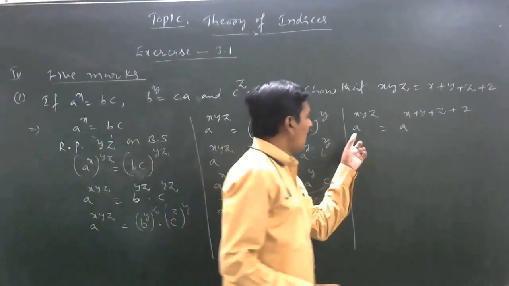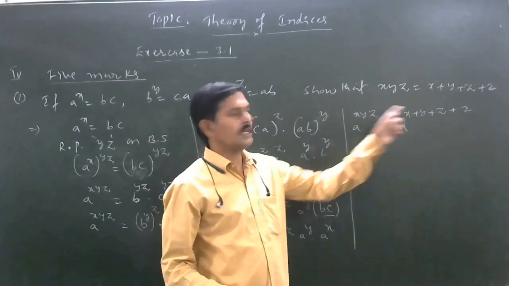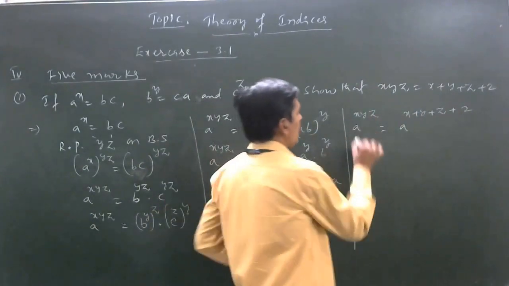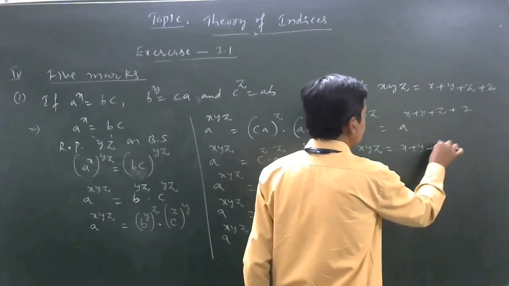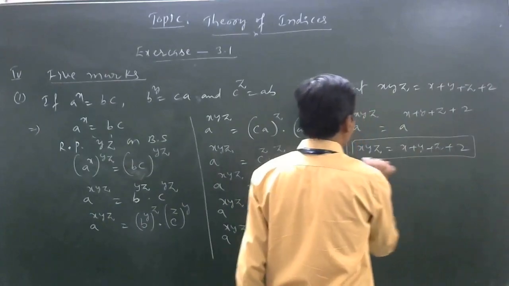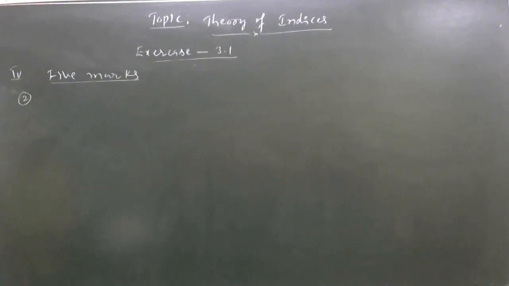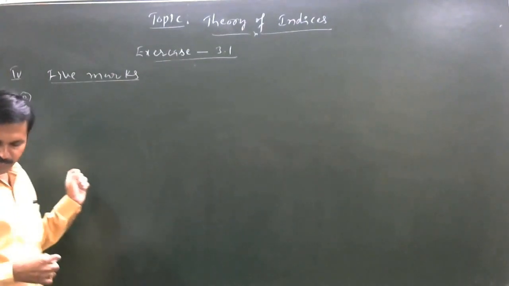Next, here on both sides base values are equal. Base values are equal means by equating the power values. Here xyz is equal to x plus y plus z plus 2. The first one is completed. Next, start with the second one.